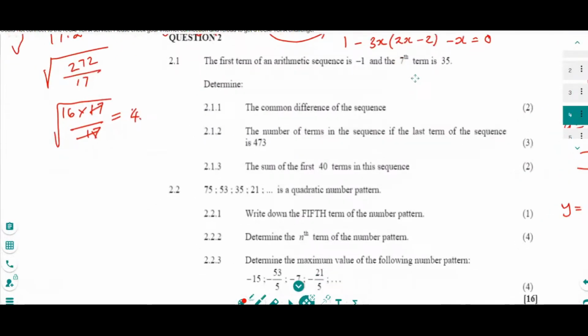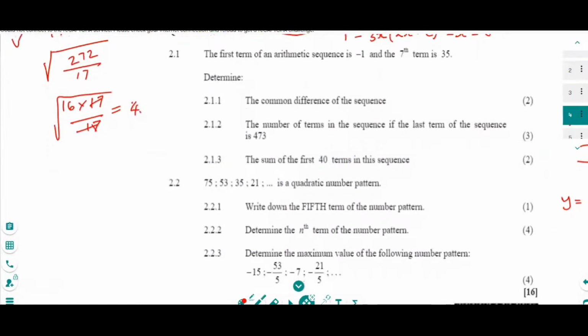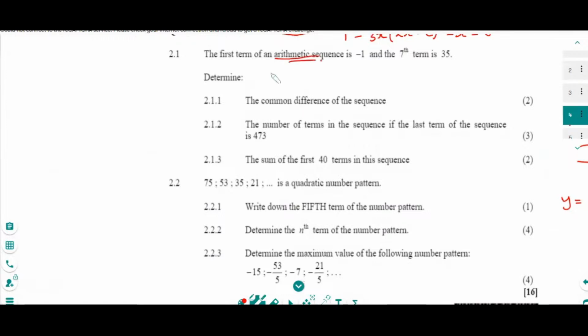Okay, then question number 2. Series, number patterns, geometric sequences and progressions. So they are telling us that the first term of an arithmetic sequence is negative 1, and the 7th term is 35. The leading word in this statement is arithmetic sequence. For as long as they talk about an arithmetic sequence, we must use the nth term of an arithmetic sequence, which is Tn equals a plus n minus 1 into d.